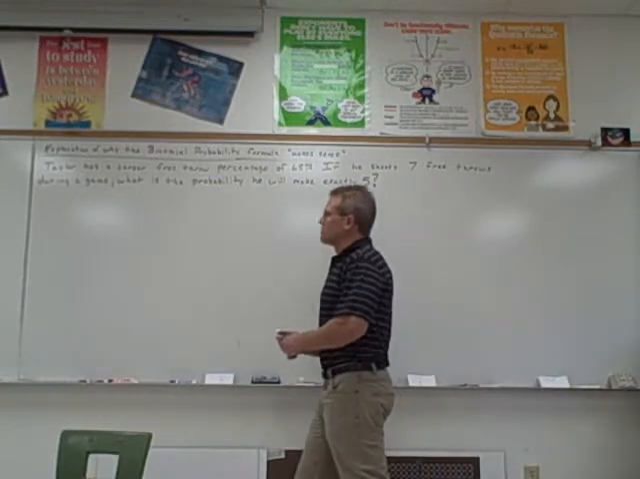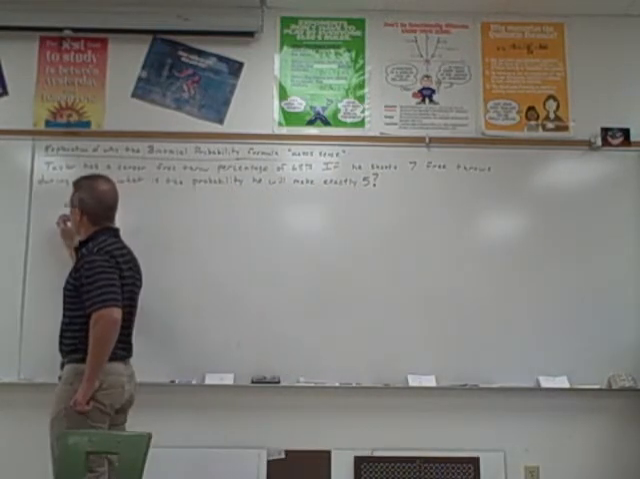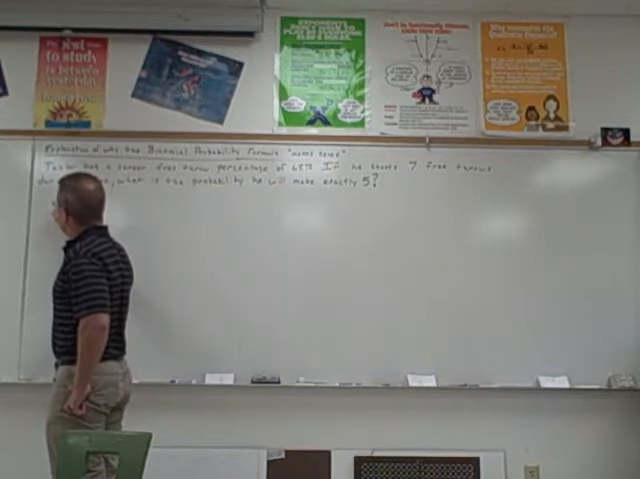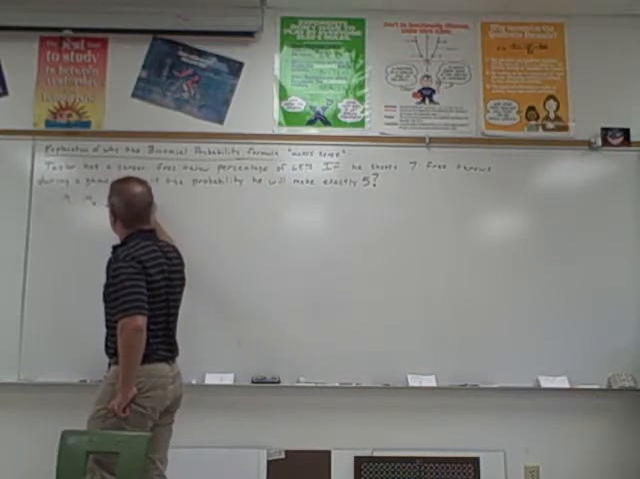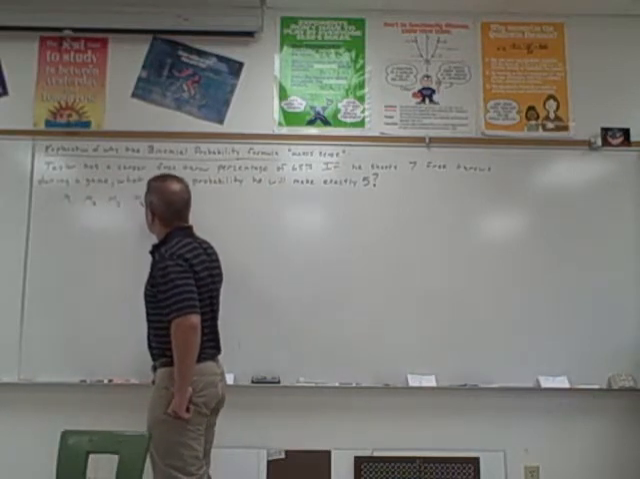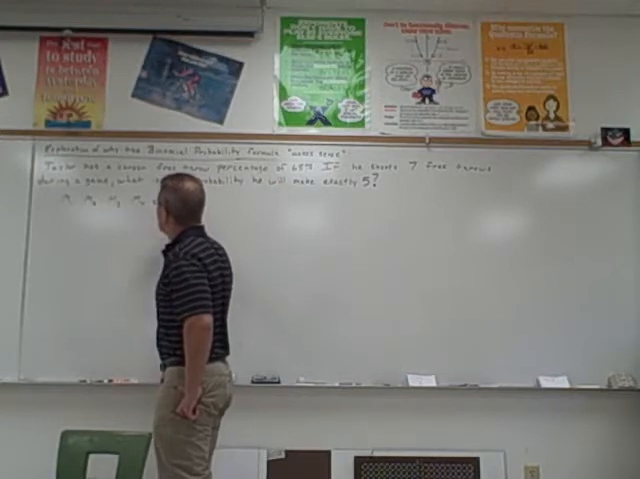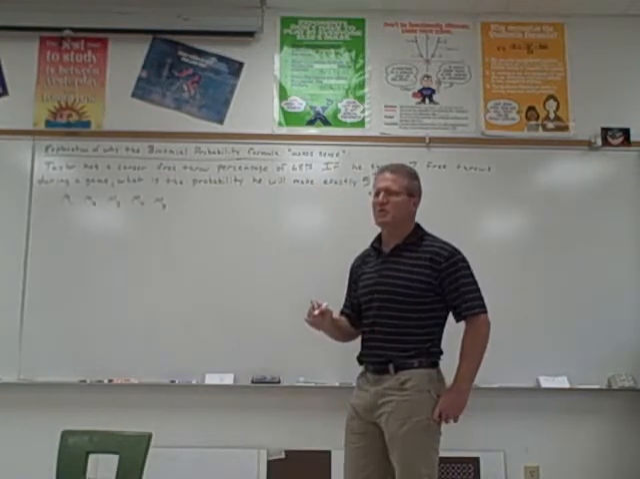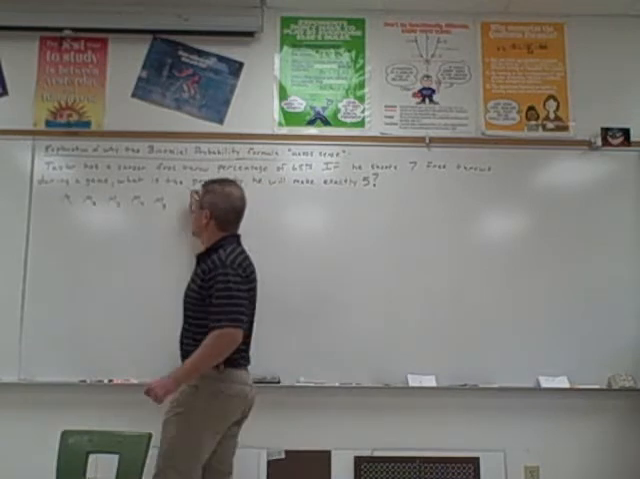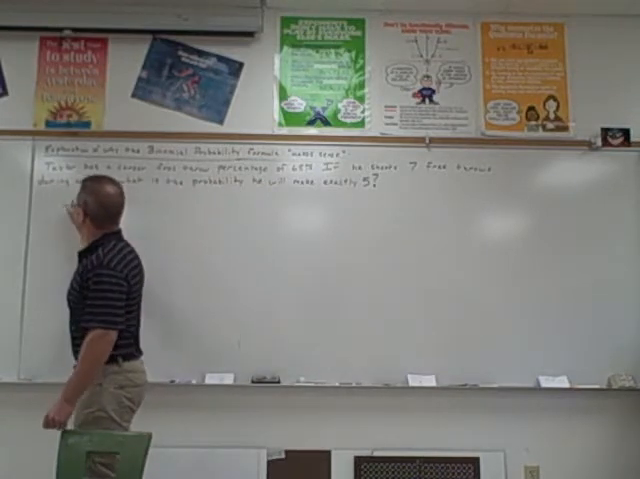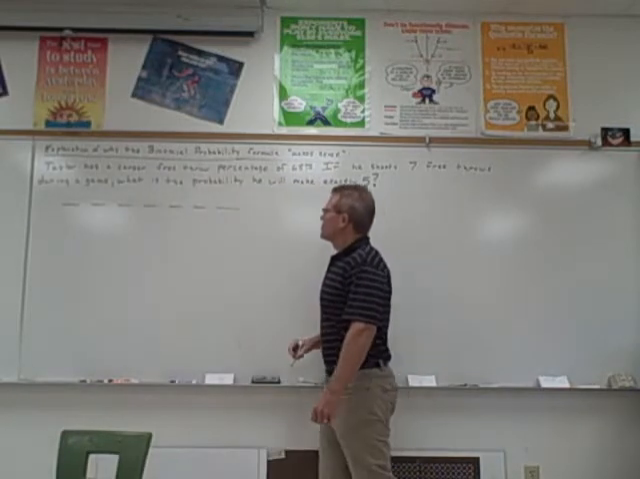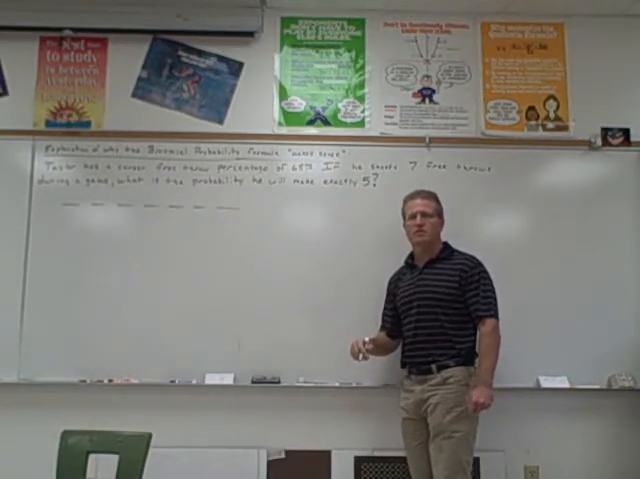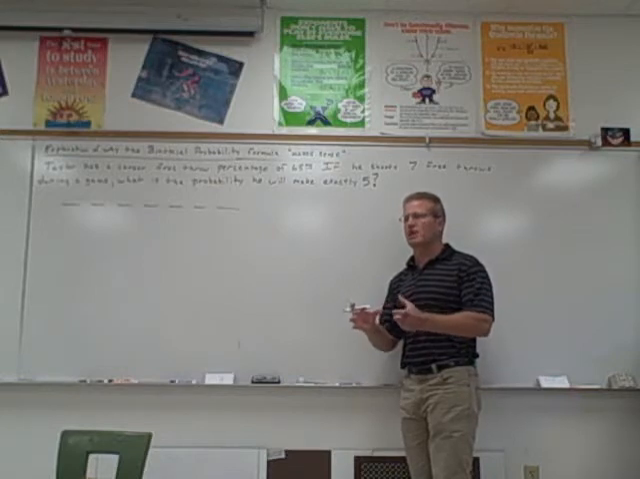Okay? So let's say that the first time he shoots 7 free throws, he makes the first one, makes the second one, makes the third one, makes the fourth one, makes the fifth one, and then I was going to do misses. That starts with an M too, doesn't it? So let's just use blanks here: 1, 2, 3, 4, 5, 6, 7. So what are the chances he's going to make the first shot? What's the probability he's going to make the first shot?